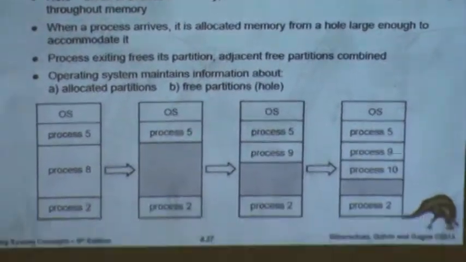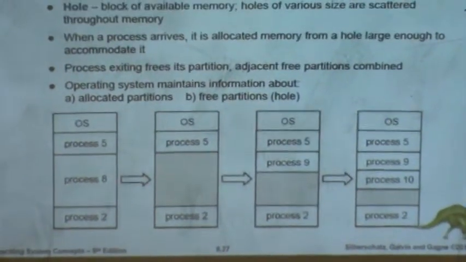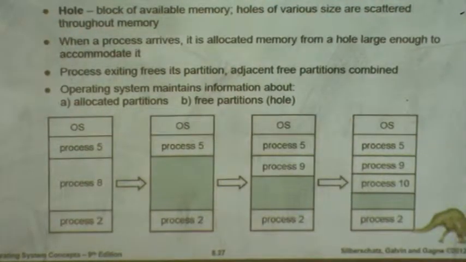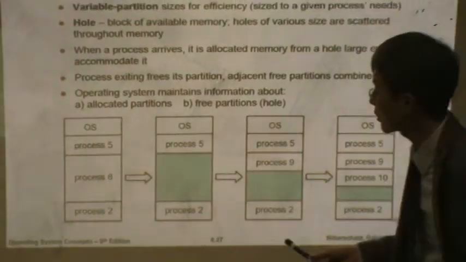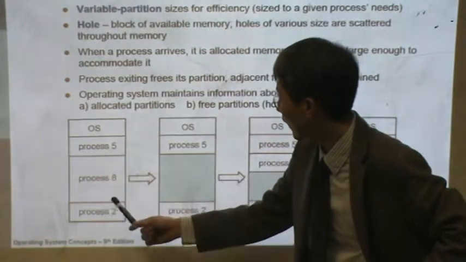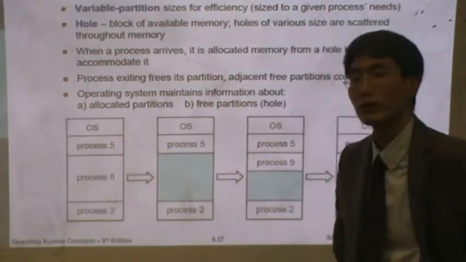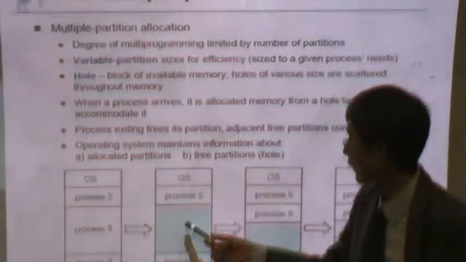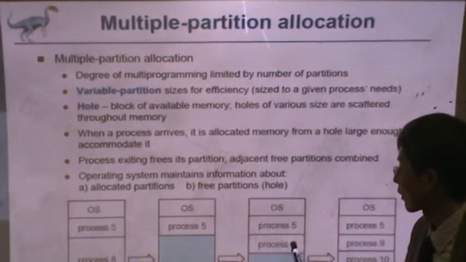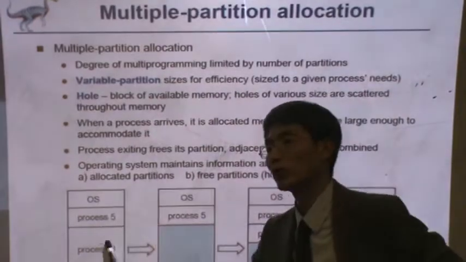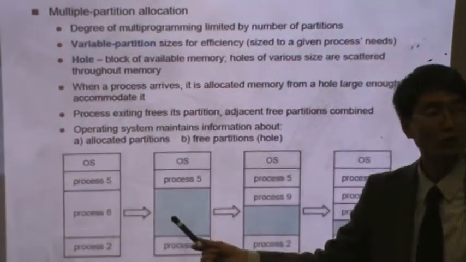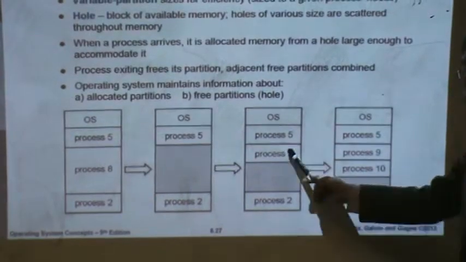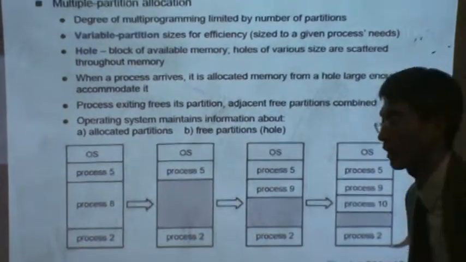So for example, this one shows such contiguous allocation. Currently processes 5, 8, and 2 are running. So there are 3 processes. And then if we need to load another process 9, we need to swap out one of them and allocate the memory space for process 9, process 10, and something like that.